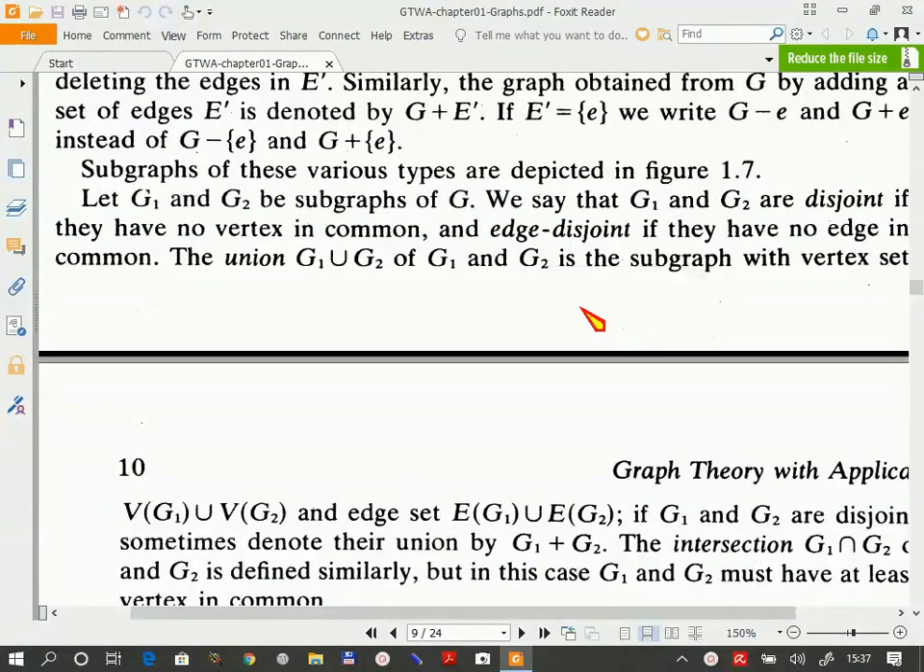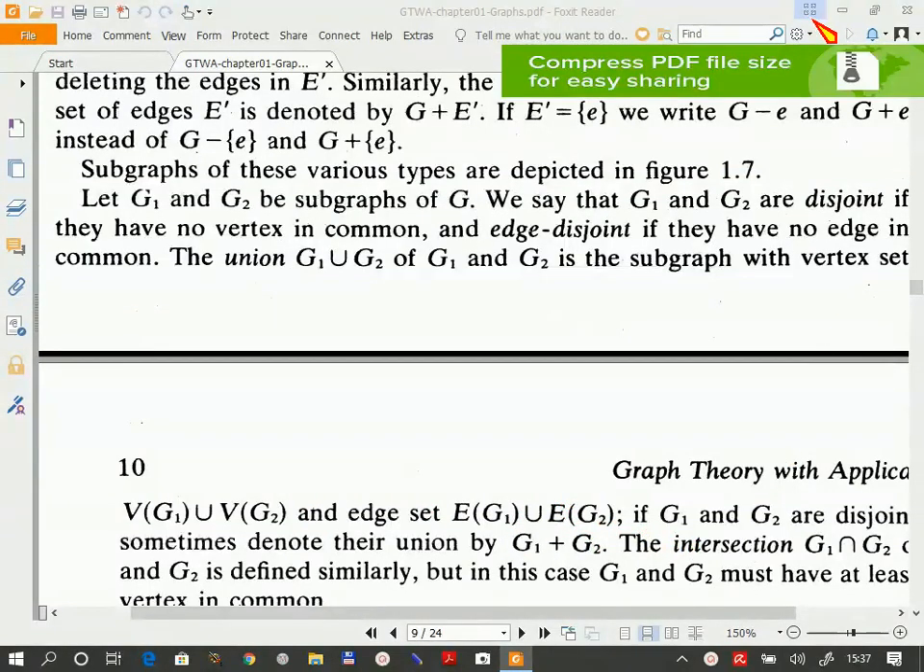The union of two subgraphs: you have a big graph G, and inside you have two subgraphs G1 and G2. The union is the subgraph in which you take the union of the two vertex sets of the two subgraphs and the union of the two edge sets of the two subgraphs, okay?